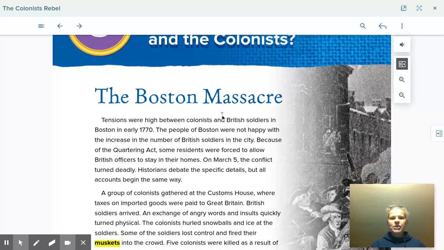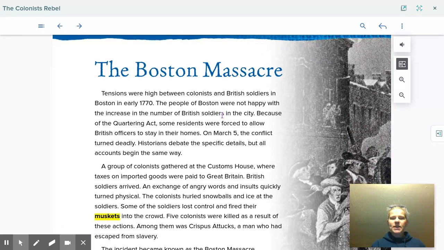It says tensions were high between colonists and the British soldiers in Boston in early 1770. The people of Boston were not happy with the increase in the number of British soldiers in the city. Because of the Quartering Act, some residents were forced to allow British officers to stay in their homes. On March 5th, the conflict turned deadly. Historians debate the specific details, but all accounts begin the same way.